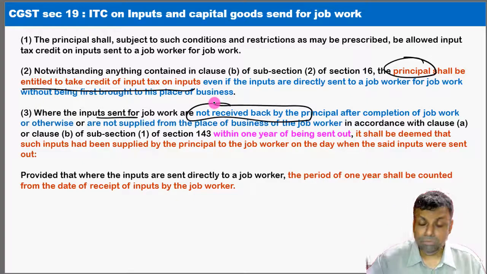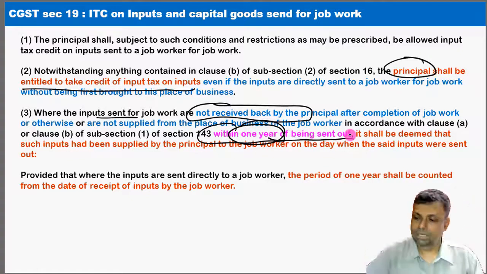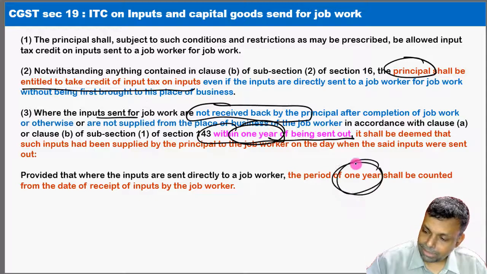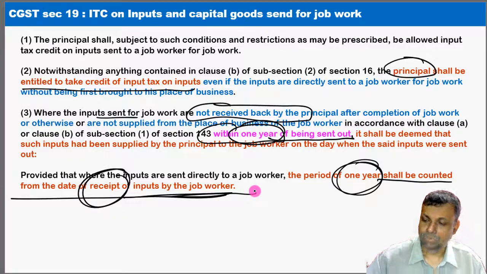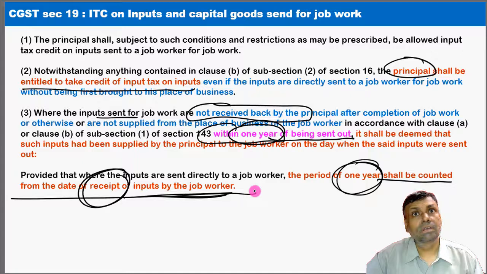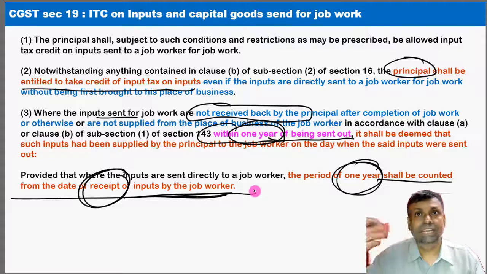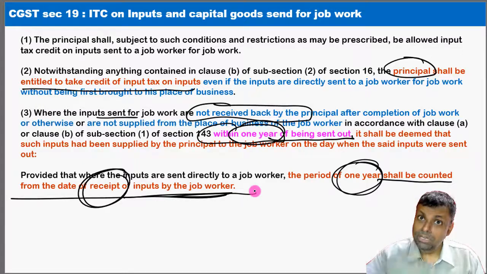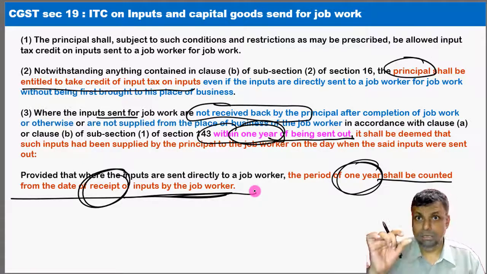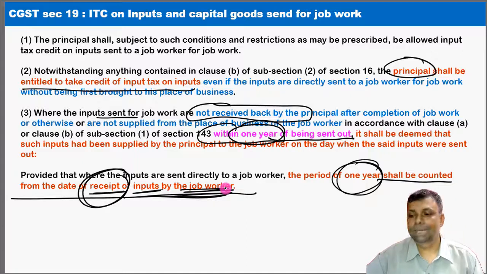In that particular case, first of all, understand the time limit. If it is not received back within a period of 1 year of being sent out, and this 1 year shall be calculated from the date of the receipt of inputs by the job worker. Sometimes this date matters, because the transportation time also has to be considered. For example, if Mr. B has directed the supplier to transport the goods, there may be, say, 2 days of transportation time. So this 1 year time limit is from the receipt of inputs by the job worker. 1 year time limit is provided.